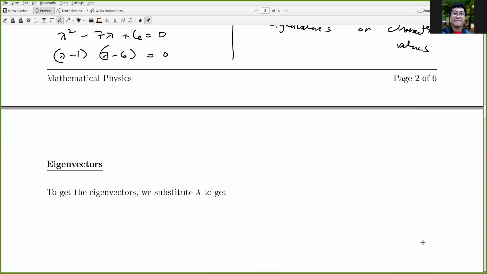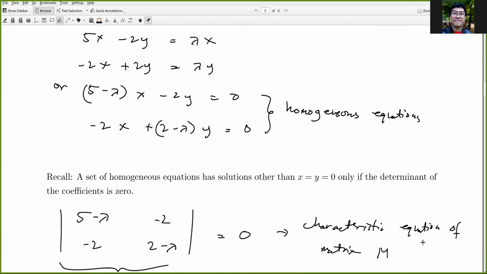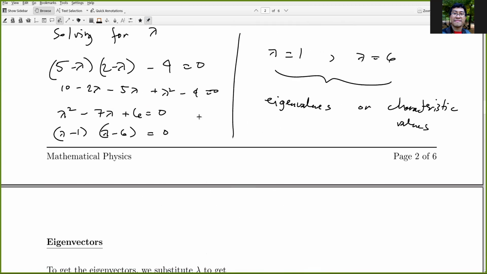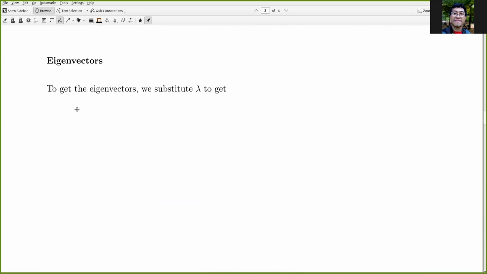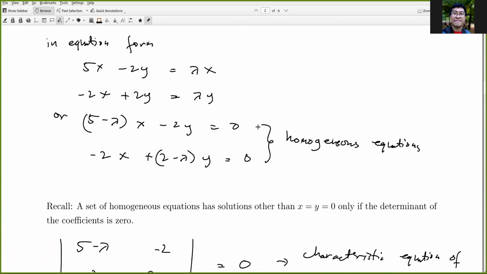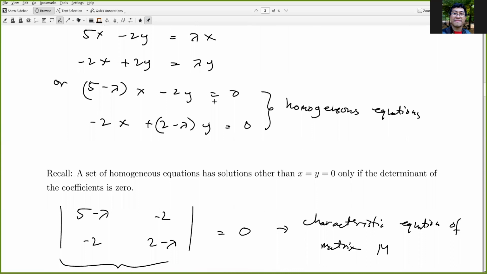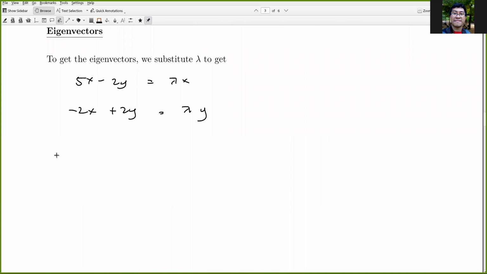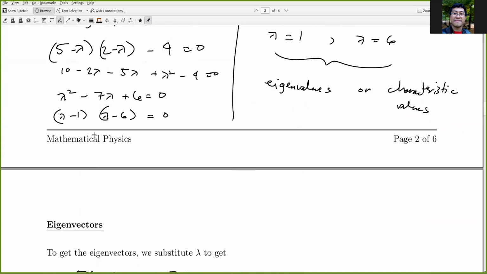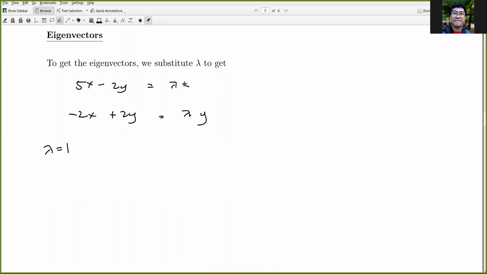To get the eigenvectors, we simply substitute lambda. Let us rewrite the equations again: 5x - 2y equals lambda x, and -2x + 2y equals lambda y. For lambda equals 1, the eigenvalue lambda equals 1, we substitute 1. So we have 5x - x, that's 4x - 2y. 4x - 2y divided by 2, that's 2x - y equals 0.